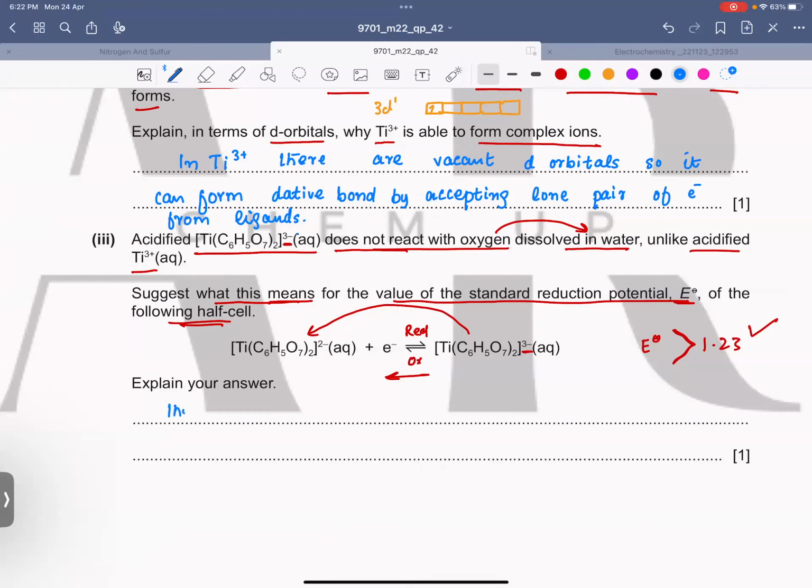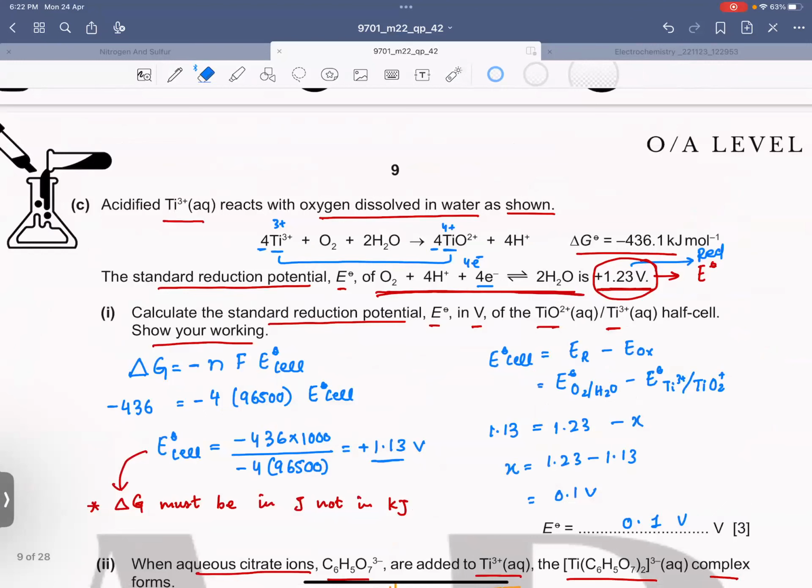Yes, can you repeat? I couldn't hear if someone was speaking. Sir, how do you know that its E value is greater than 1.23? Oh, okay. 1.23 is the E naught value of this oxygen dissolved in water, right? Yes sir. Okay. The normal rule is that the one having a greater value would undergo reduction, and the one having a lower value would undergo oxidation. Is this clear?